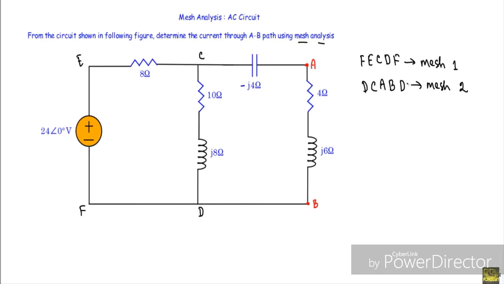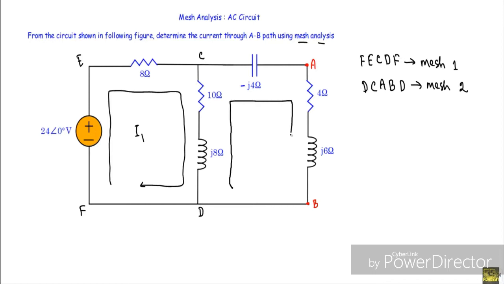At first we have to assign mesh currents in the meshes. Let's say in clockwise direction I am assigning the mesh currents. In mesh 1, mesh current will be I1. In mesh 2, mesh current will be I2 in clockwise direction. Now see, the current through this AB path will be the loop current in mesh 2. So I can write down the current I2 will be the current through the AB path.